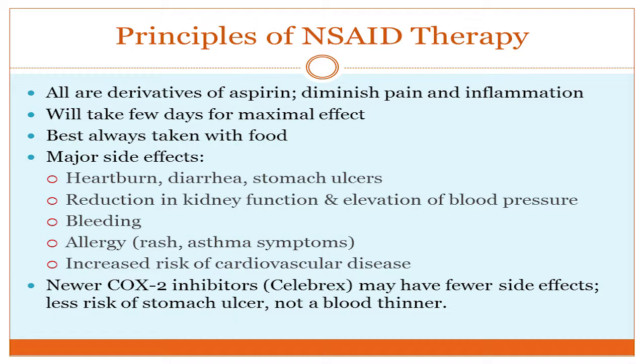There are a newer class of anti-inflammatories called COX-2 inhibitors. Celebrex is the one that remains on the market. May have some fewer side effects. There is a lower risk of stomach ulcer. It's not a blood thinner, so a little bit less bleeding with this. However, the effect on kidney function is the same as with the other anti-inflammatories, and with all of these medications, there is a class warning that long-term use of these medications can be associated with an increased risk of cardiovascular disease. So that goes for the prescription and over-the-counter versions of these medications.